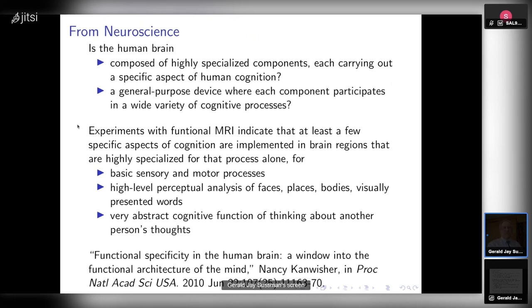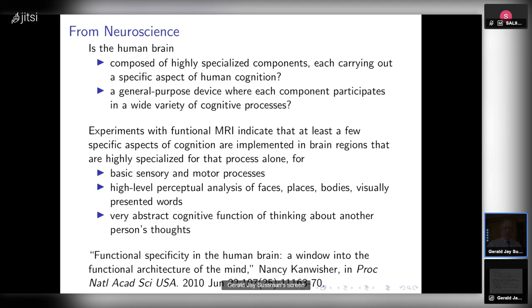But there, with functional MRI, which, ooh, I spelled that wrong, there should be a C here. Bad Jerry. Anyway, with functional MRI, we find that there are at least a few specific aspects of cognition implemented in brain regions that are already highly specialized for that process. We have basic sensory and motor processes. We know that. But amazingly enough, even the analysis of faces has particular places in the inferior temporal cortex called the fusiform area, which actually knows a great deal about the faces of people and does recognition of faces. In fact, if a person in surgery has a stimulation of that place to see what's going on, the person reports that what they're seeing is faces that are distorted in interesting ways.